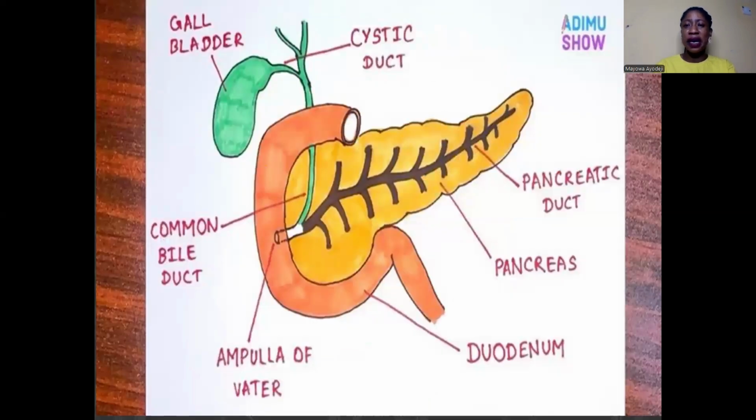This is another better diagram for you to understand what I'm saying. This one has the gallbladder that stores bile temporarily, because bile helps to emulsify fat. So it is this gallbladder that stores the bile that is being produced by the liver. This one has the pancreatic duct. You can see the duodenum, the ampulla of Vater, and the common bile duct.